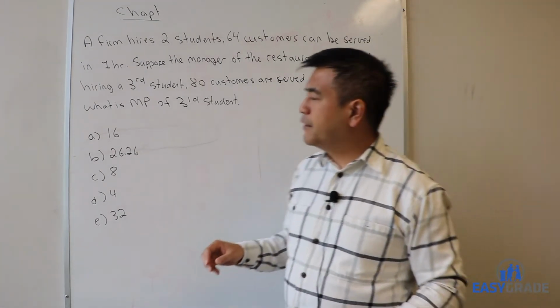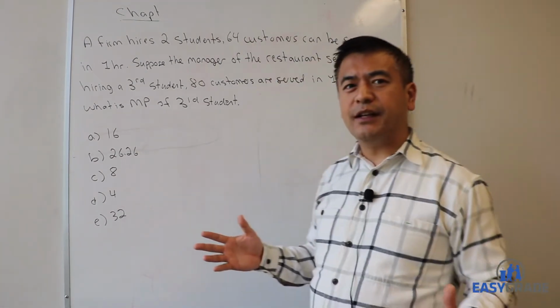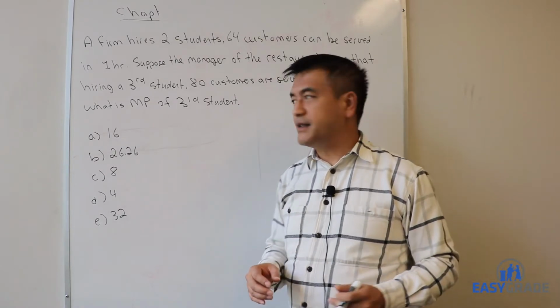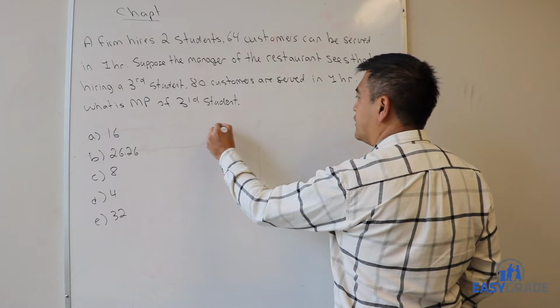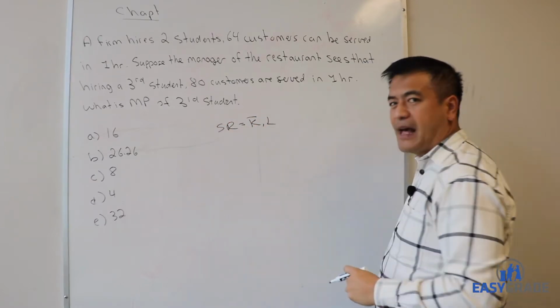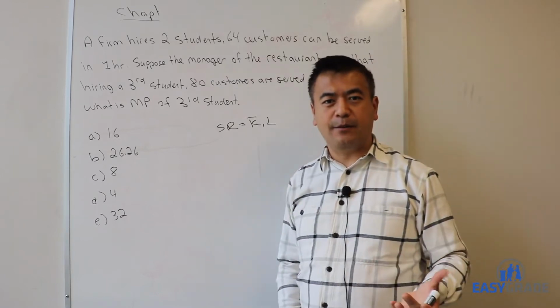Okay, for this chapter, we are going to be dealing with productivity and production. In particular, the short run will be emphasized. And so in the short run, what we need to know is that that's when capital is fixed. So capital, the input, is fixed and labor is variable.